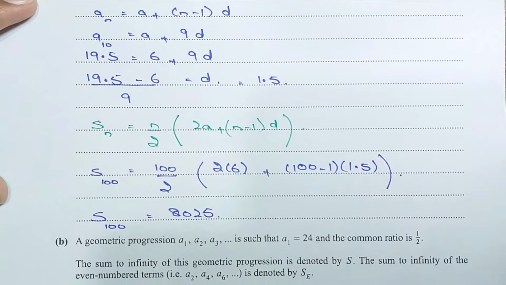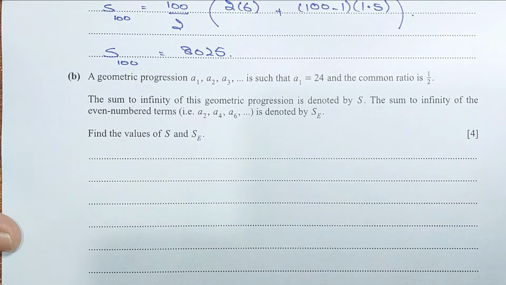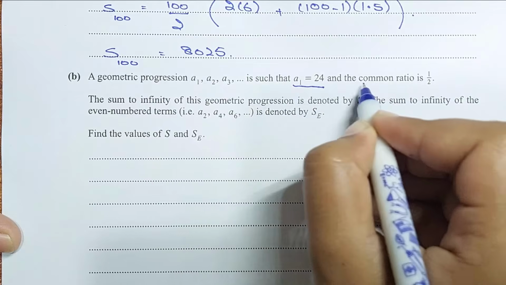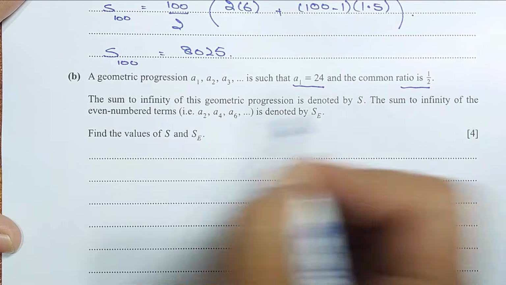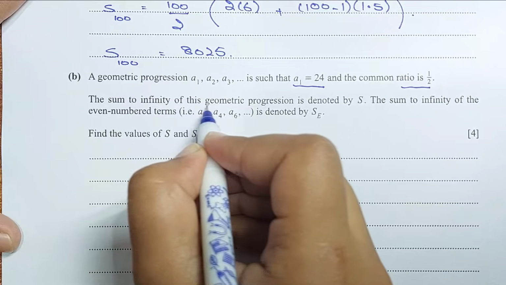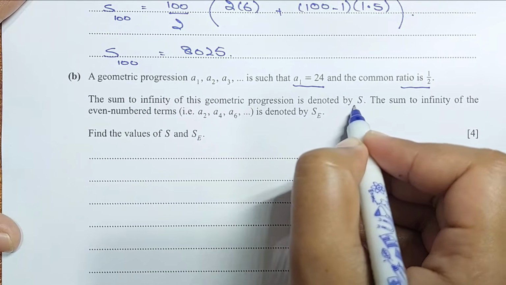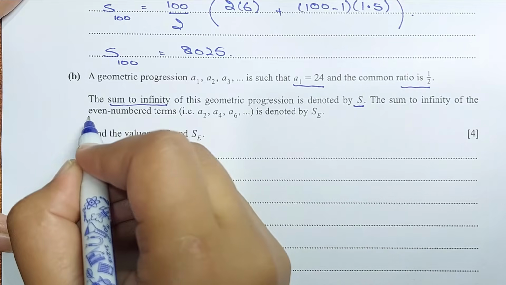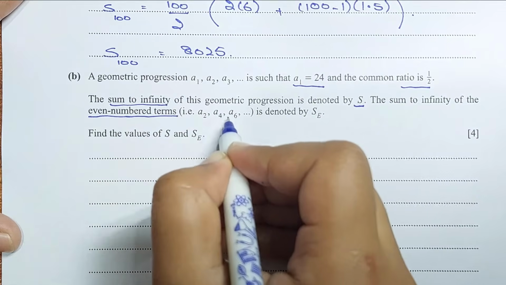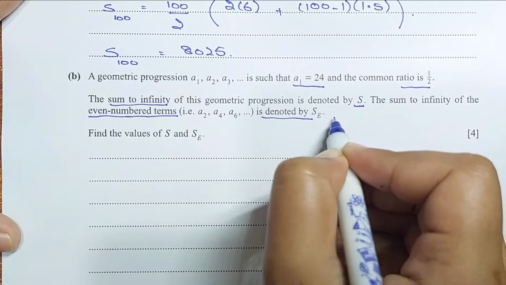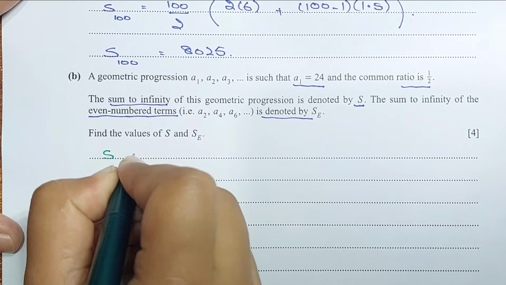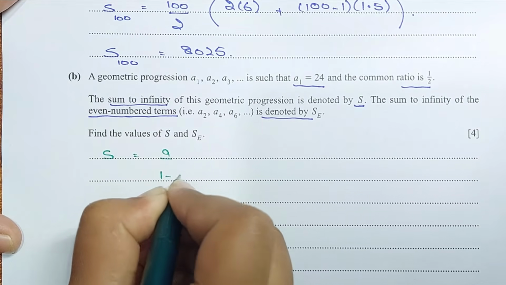Right. Now moving to part B. A geometric progression a1, a2, a3 and so on is such that its first term is 24 and the common ratio is 1 by 2. The sum to infinity of this geometric progression is denoted by S. This is the sum to infinity. The sum to infinity of the even numbered terms a2, a4, a6 is denoted by SE. Find the value of S and SE. First, let me work on S infinity. The sum to infinity has a formula a over 1 minus r.